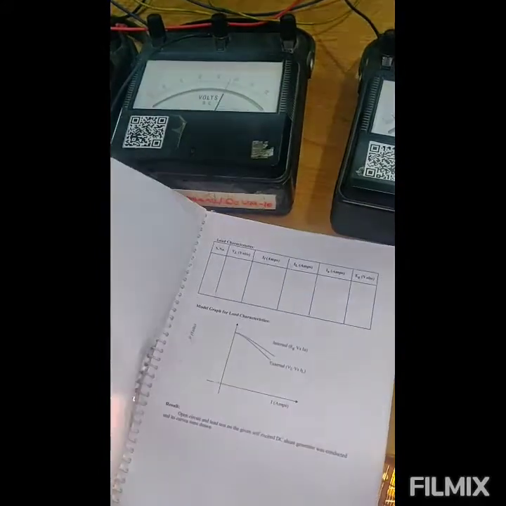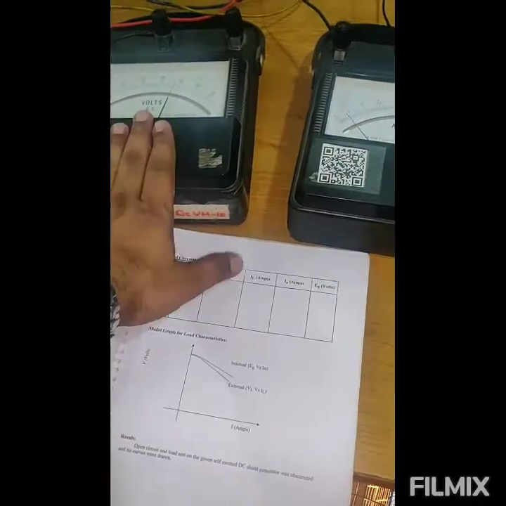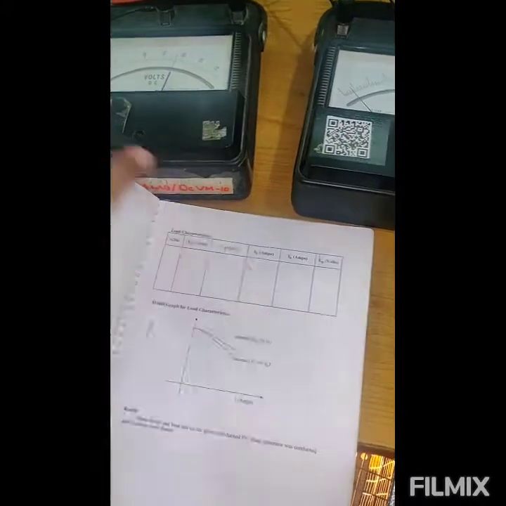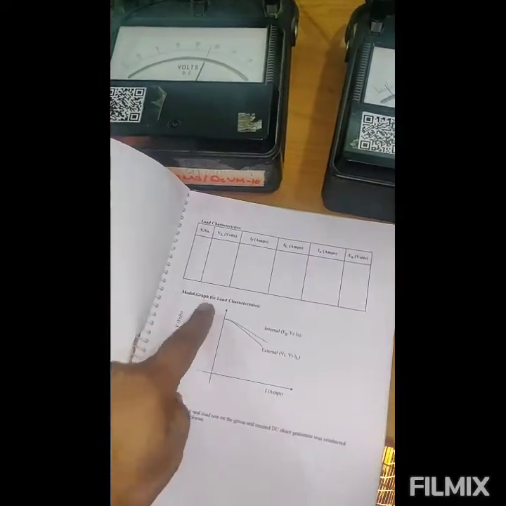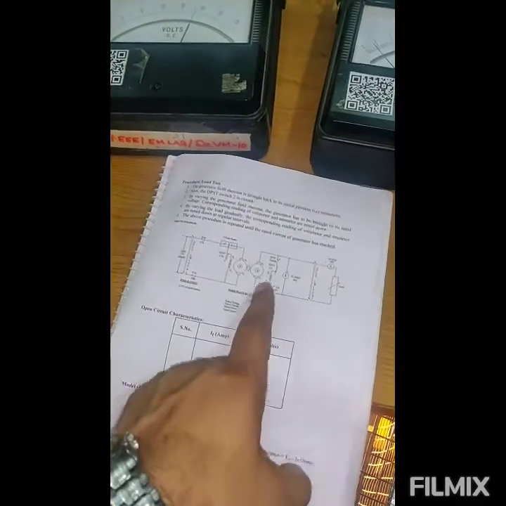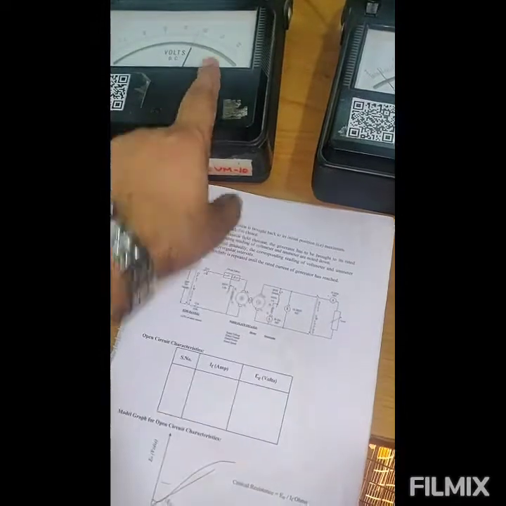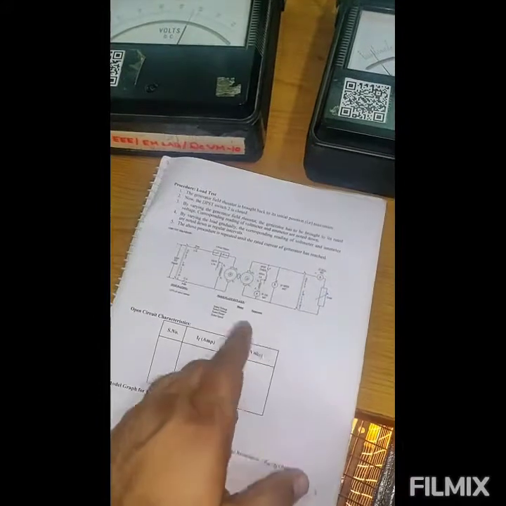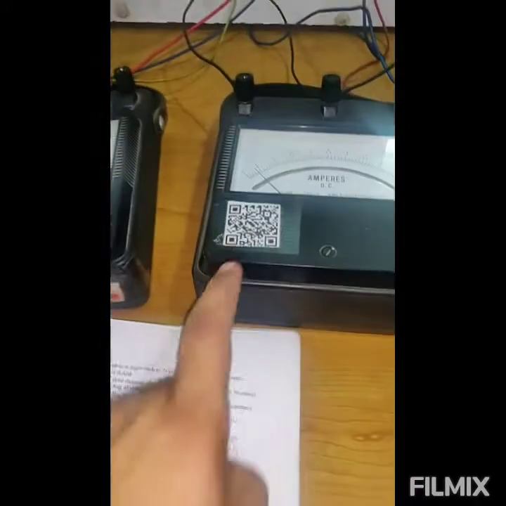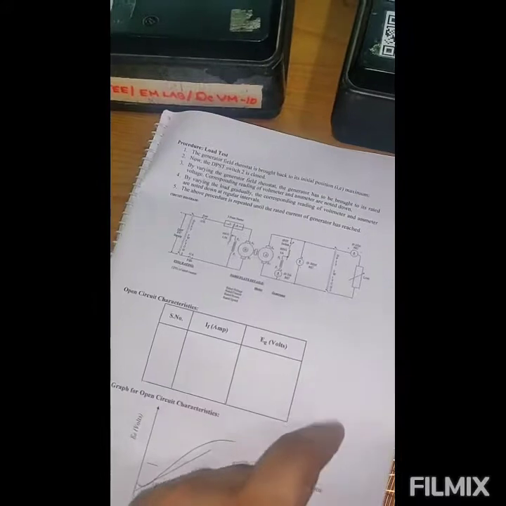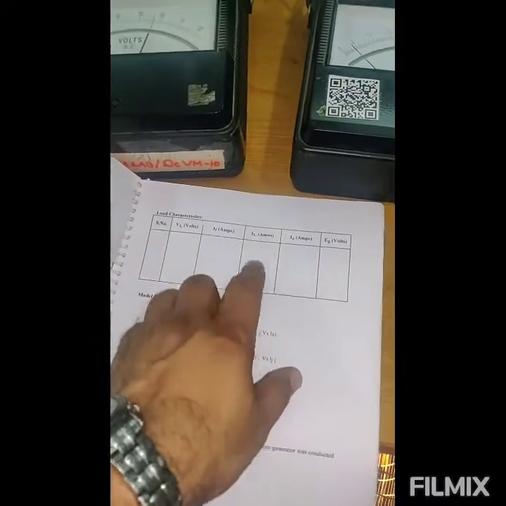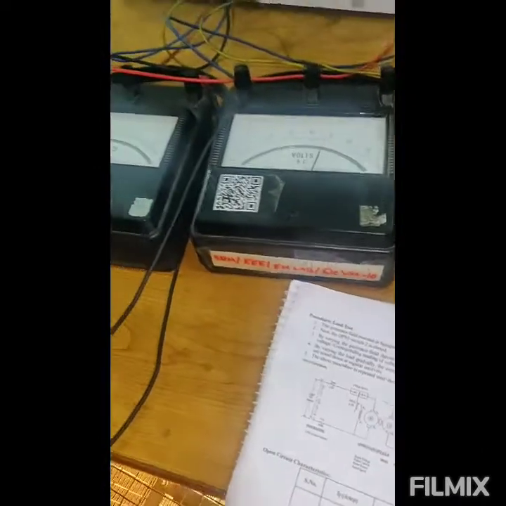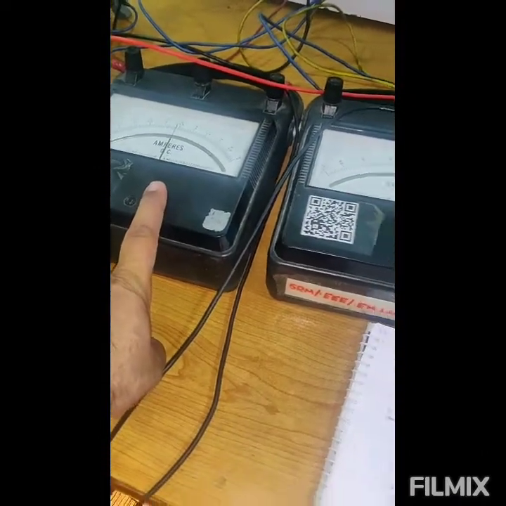Here you can see VL, which is this one, and IF, which is this one, and IL, this one, the load current. So as you can see, first VL, where is VL? VL is here. This VL is shown by this one. So where is IF? IF is the field current. Where is the field current? This is the field current, and you will get the value of the field current from here. And where is the IL, the load current? The load ammeter is there, and you will get the value of the load current from this ammeter.